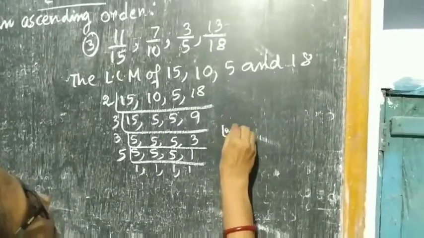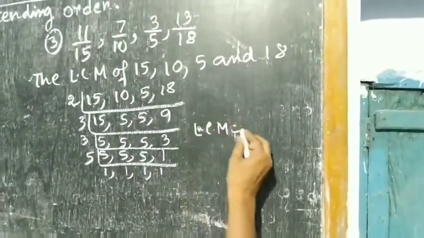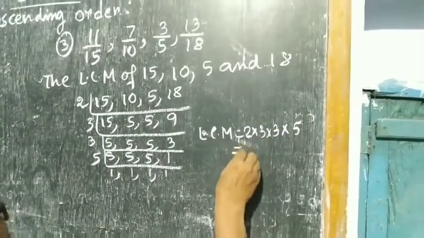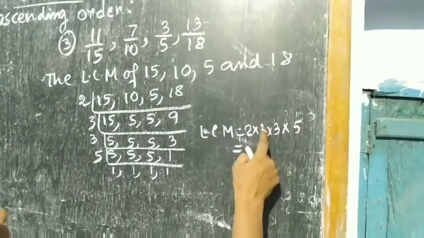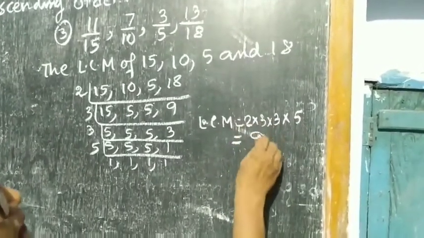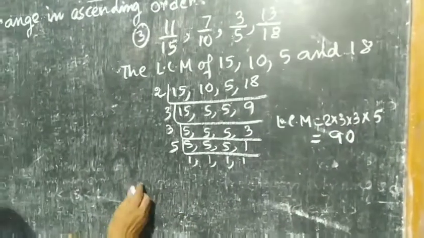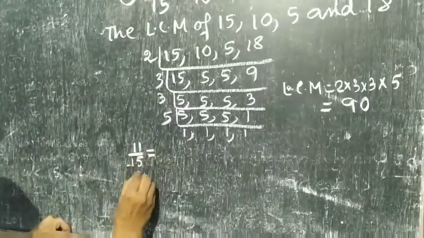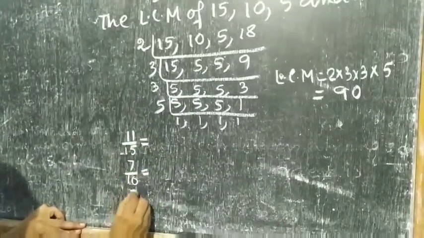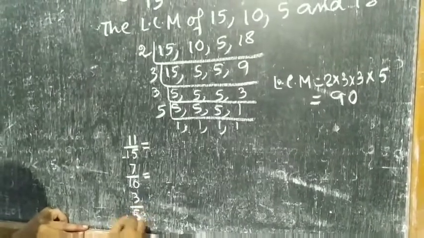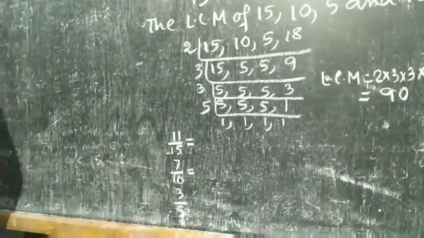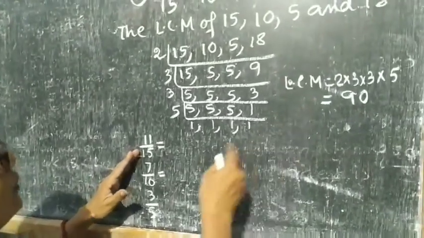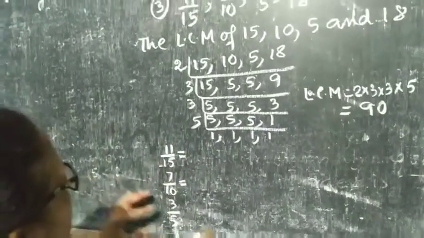So LCM is equal to 2 into 3 into 3 into 5. So 2 5s are 10 and 3 3s are 9. So 9 10s are 90. Now children, you write the fractions 11 by 15, 7 by 10, 3 by 5 and 13 by 18. So in the denominator of the 4 fractions you have to bring 90.